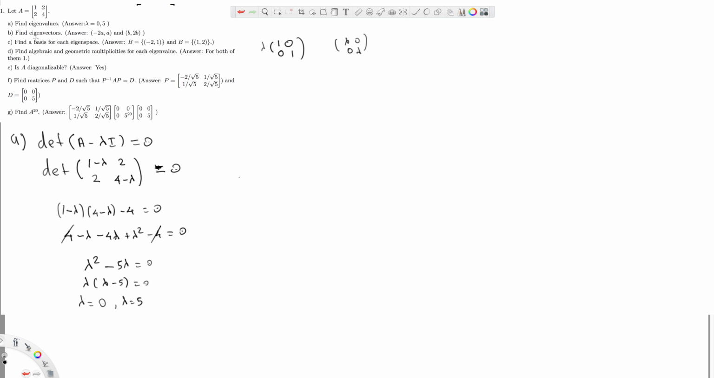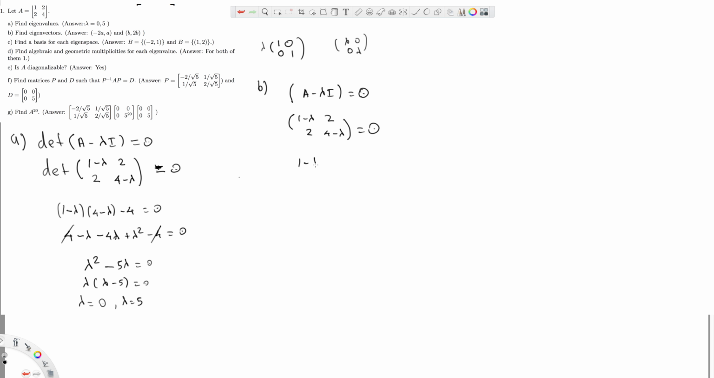The next question is asking to find eigenvectors. To find the eigenvectors, what I have to do is grab this equation and set it to the null space. That's the general thing we do for eigenvectors. In this case, I take lambda equal to 0 first. First of all, I write the general equation: A minus lambda I equals 0. So this is the null space. I'm copying this one: 1 minus lambda, 2, 2, 4 minus lambda, equal to 0.